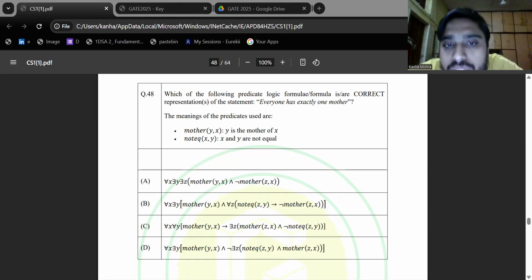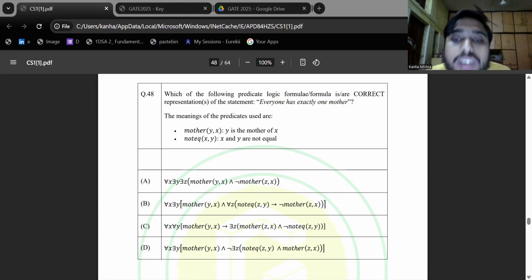Option B. Option B says for every X there exists a Y such that Y is a mother of X, and for every Z, if Z is not equal to Y, this implies that Z is not a mother of X. This exactly captures the existence and uniqueness of the mother of X. So B is a correct option.